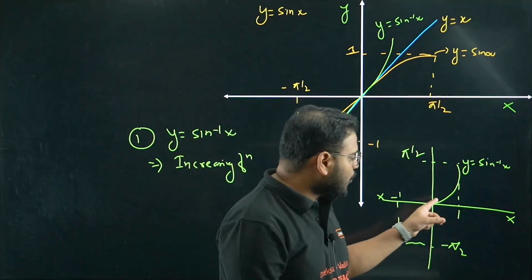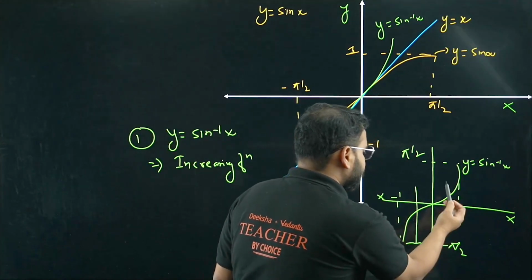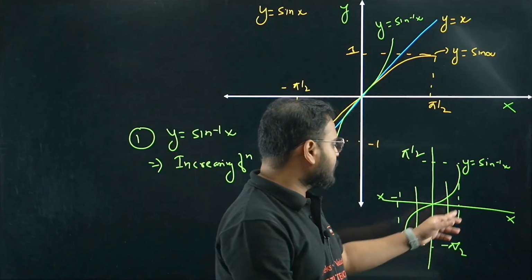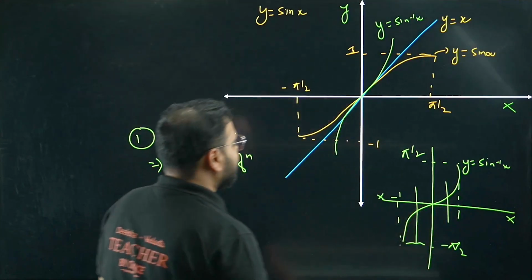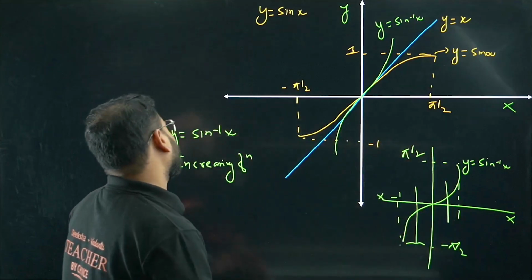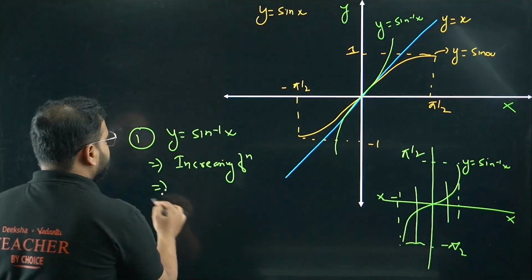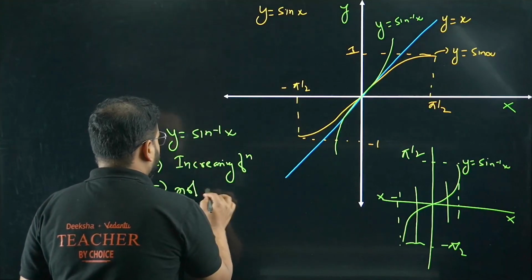If you take a value x1 more than x2, two values x1, x2, what happens here? f of x1 will always be more than f of x2. Increasing graph. As you go from here to here on the x-axis, the y value is increasing. That's why it is an increasing function. Second, is it a periodic function? Not periodic.